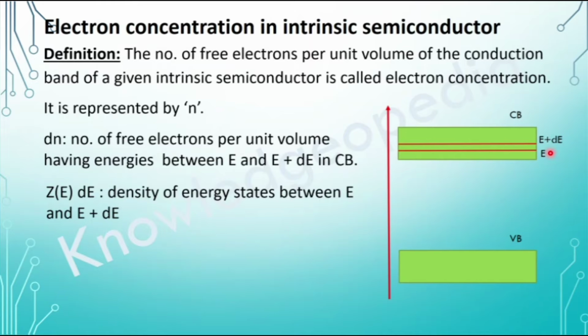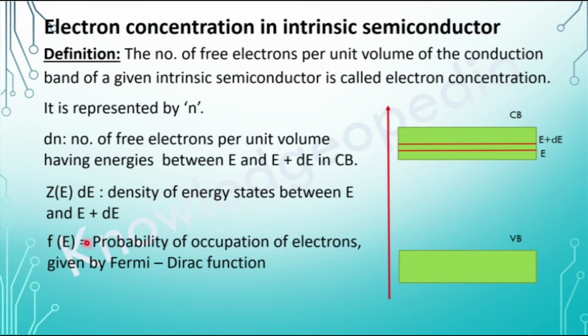Once the number of states is known, then we have to see what is the probability that each of those states is occupied by electrons. That is given by F(E), which is the probability of occupation of electrons, and this probability function is given by the Fermi-Dirac function. After knowing these two functions, that is density of states and probability of occupation of electrons, we need to multiply these two functions to obtain the number of free electrons per unit volume.